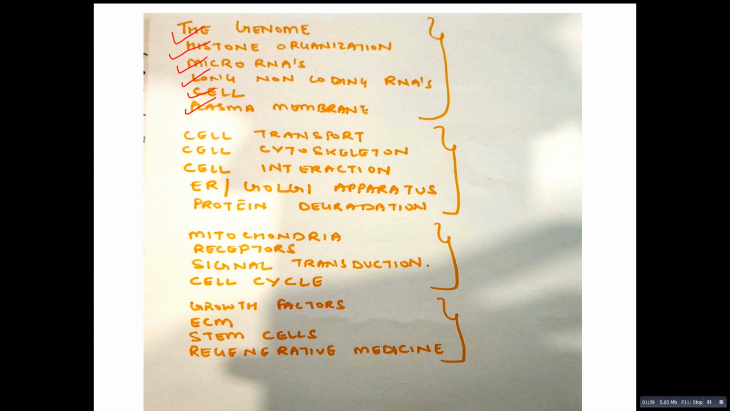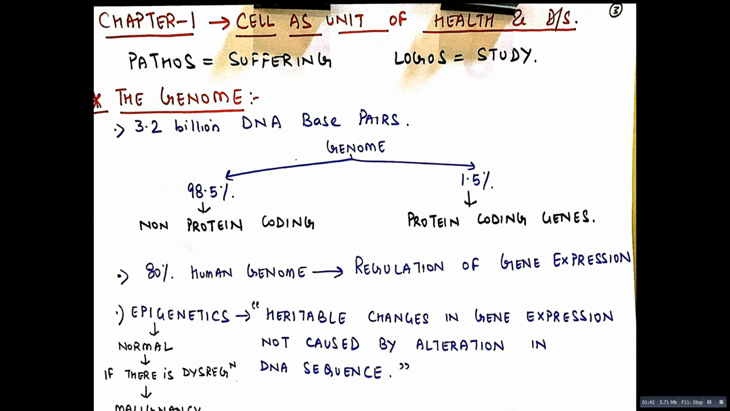Now, the word pathology can be broken down into pathos and logos. Pathos means suffering, logos means study. Now, the genome is made up of 3.2 billion DNA base pairs, and you will be surprised to know that 98.5% of the human genome is non-protein coding, whereas 1.5% of the genome is the protein coding genes. Now, 80% of the human genome is involved in regulation of gene expression.